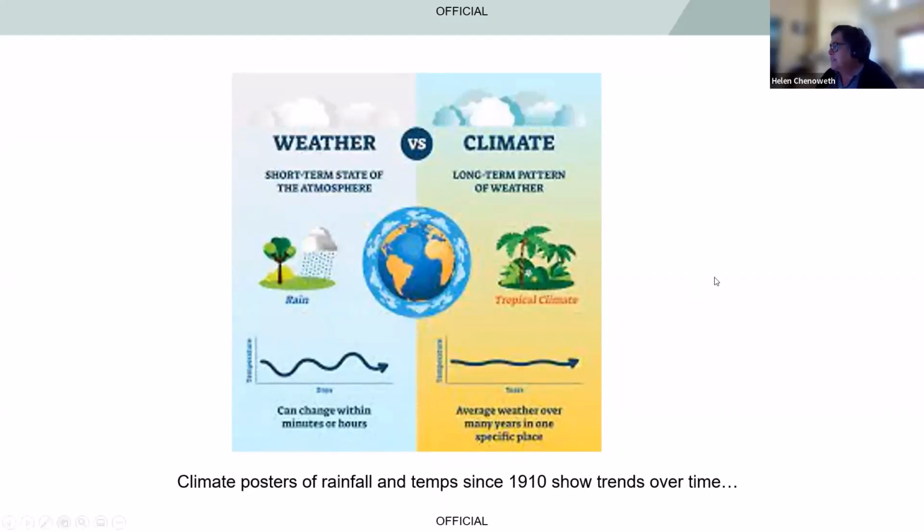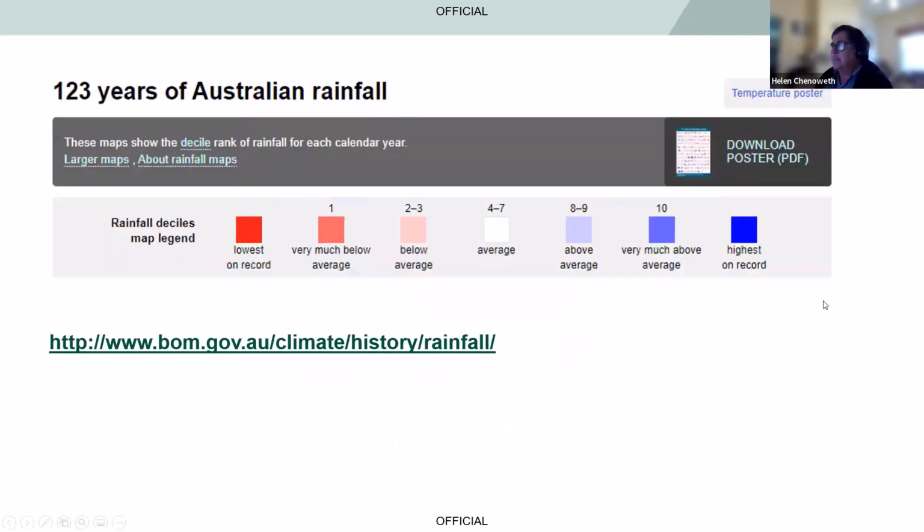Another way of looking at these longer term trends as well is using things called climate posters, which have been ways of putting together information over quite a long period of time. I've got a couple for you that have just been updated fairly recently, up to the 2022 data. There's information about rainfall and about temperature.